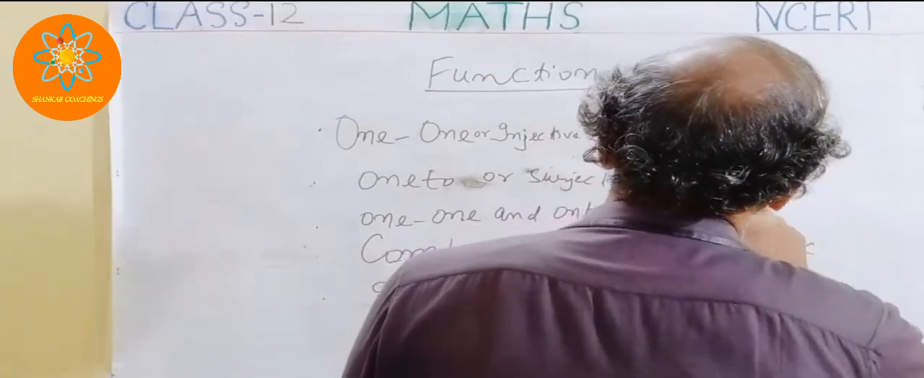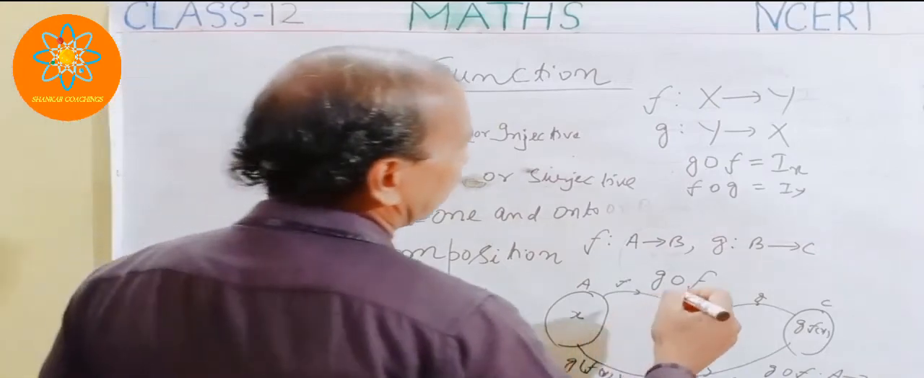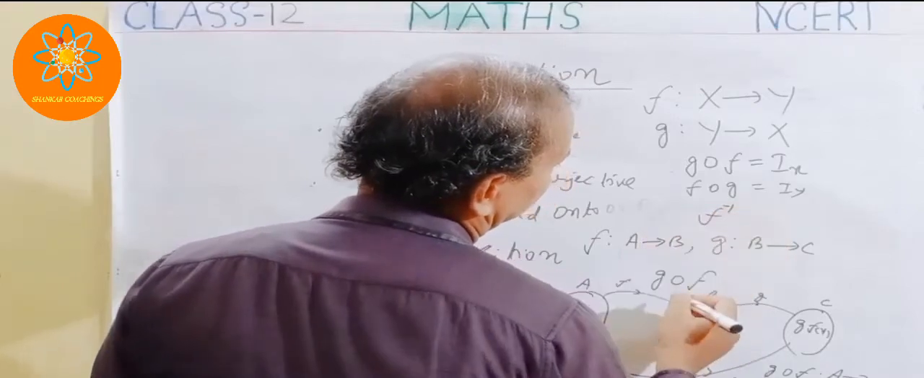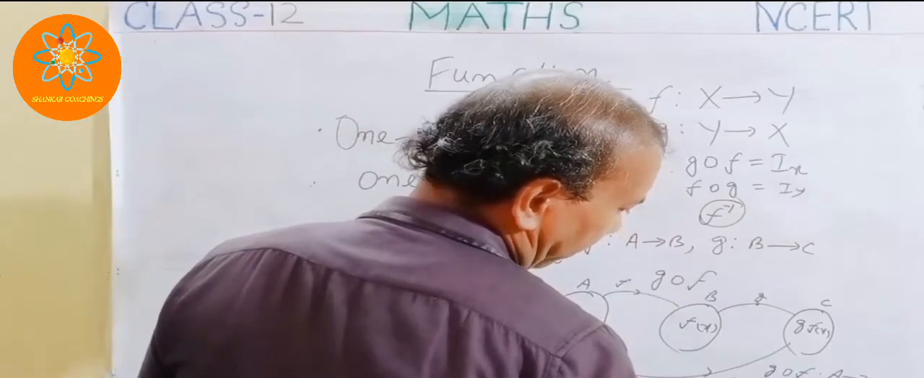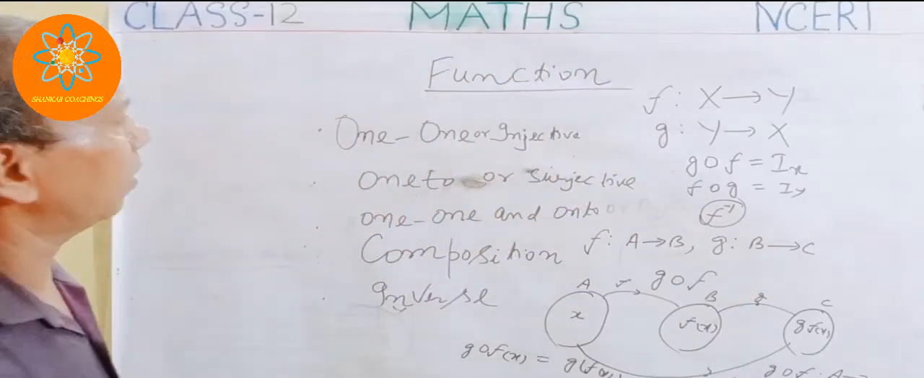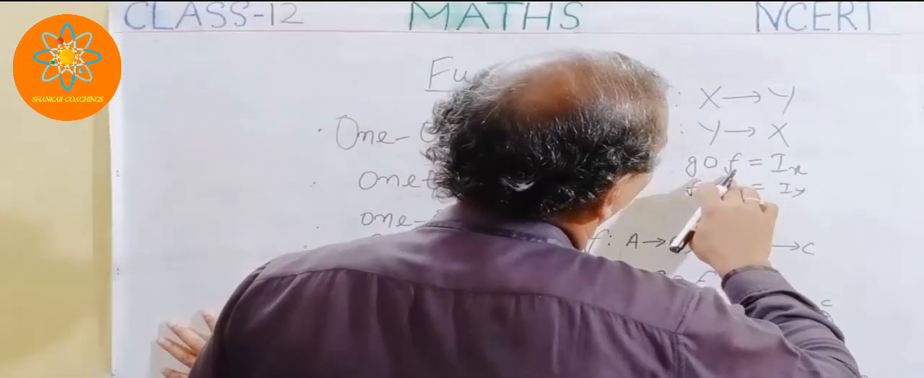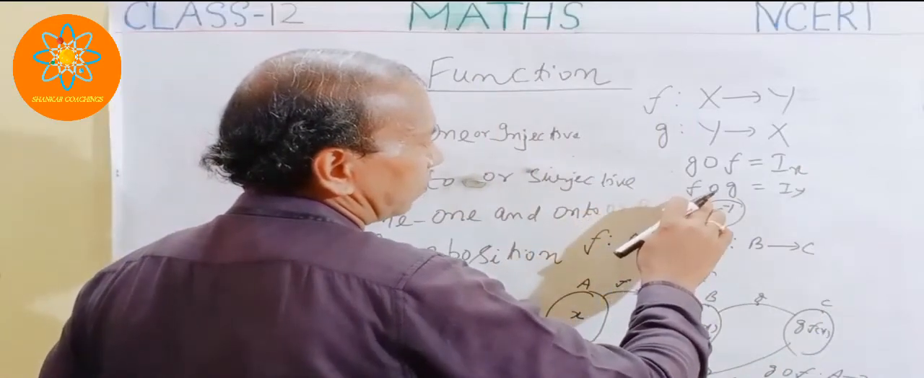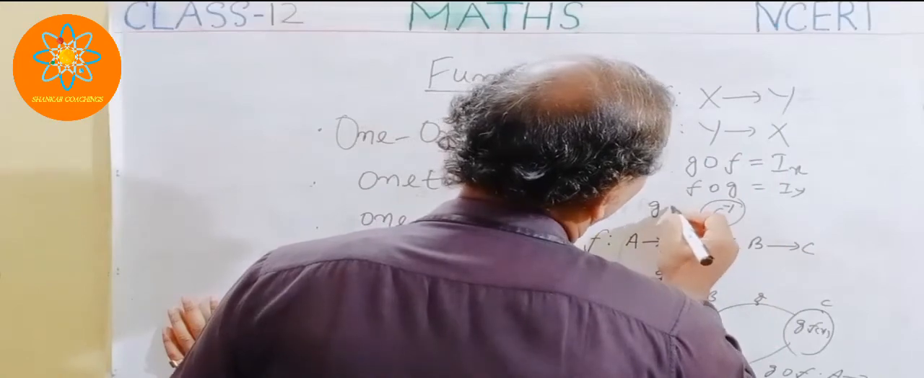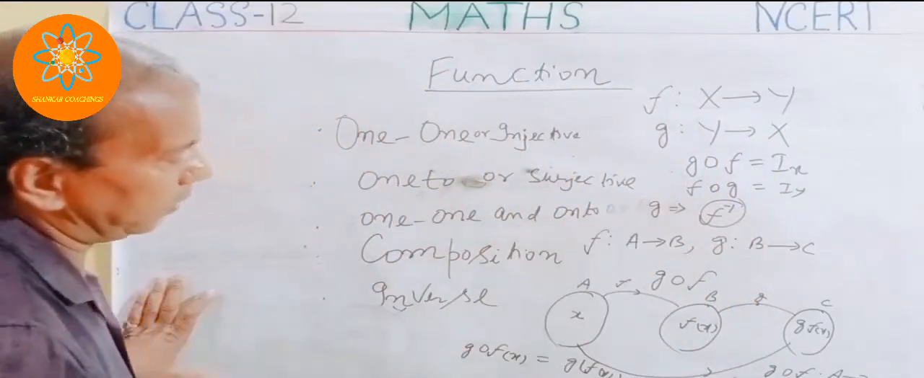So in this case the function F will be called invertible, and the inverse is denoted by F minus 1, F to the power minus 1. So F is from x to y, and G is from y to x. If G composition of F gives Ix, and F composition of G gives Iy, that means the function G is called the inverse of F, and it is denoted by F to the power minus 1.